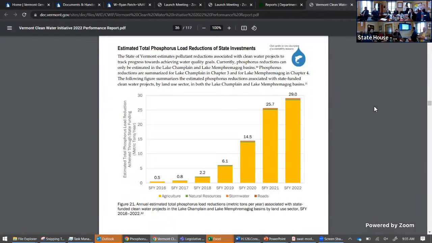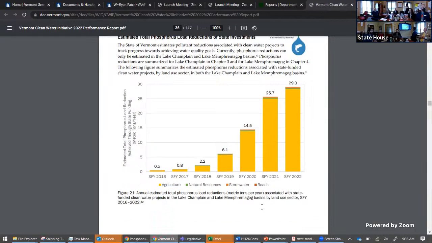So these are the phosphorus load reductions of state investment. So Act 64 of 2015. These programs have been implemented since state fiscal year 2016, and you can see the total metric tons on an annual basis that have been reduced. And you can see that the agricultural sector is doing over 95% of the reductions to date based on this reporting. Also included in here are natural resources, stormwater, and roads.